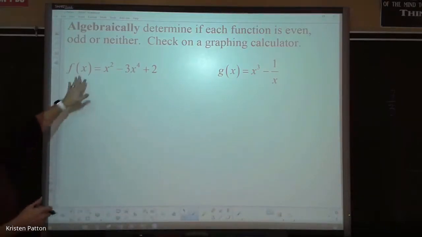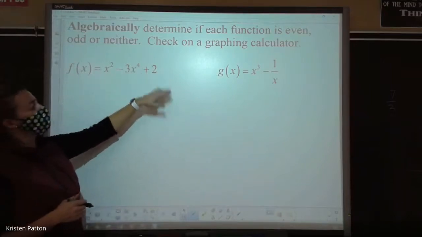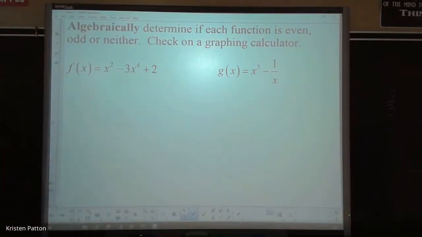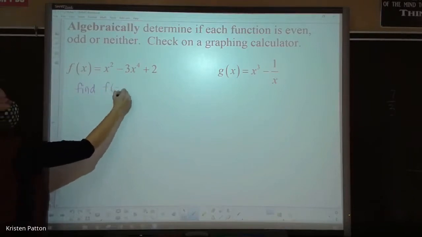Here's f of x. f of x equals x squared minus 3x to the fourth plus 2. I want to know if that's even or odd, or maybe neither. Not all graphs have any symmetry at all. First thing we want to do, we want to find f of negative x.